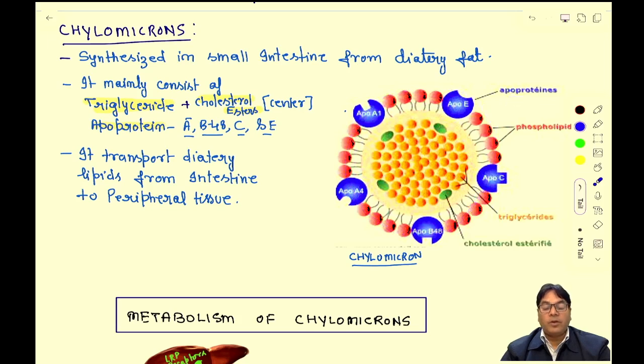Different types of apoproteins are there: apoprotein E, apoprotein A, apoprotein A4, B48, and apoprotein C. These are different, and along with the phospholipids. Now, these chylomicrons transport dietary lipids from the intestine to the peripheral tissue like muscles or adipose tissue. So they are the main transporters.